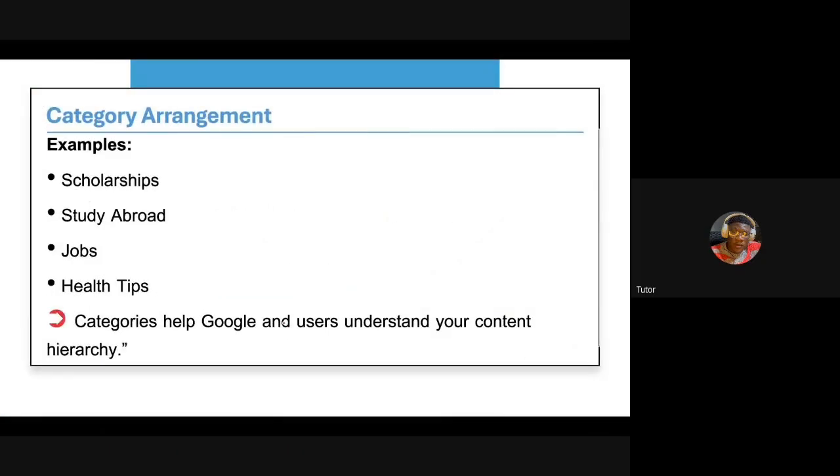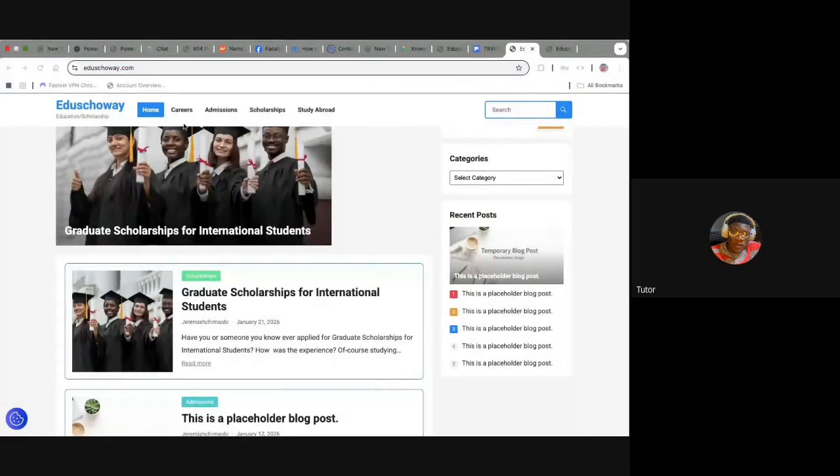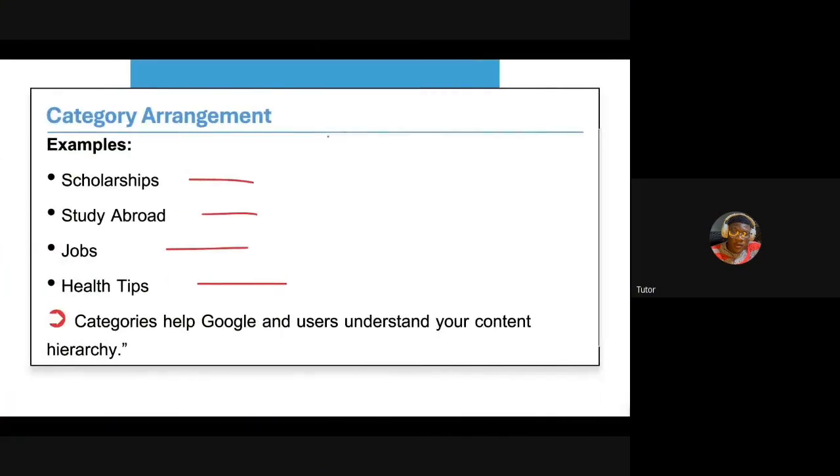Now, category arrangement. Examples: scholarships, study abroad, jobs, health tips. These are the examples of categories. Just as stated here, these are also my own categories: careers, admission, scholarship, study abroad. Okay, this is just an example. You know your own niche and you know the required plugins and the required categories which you need.